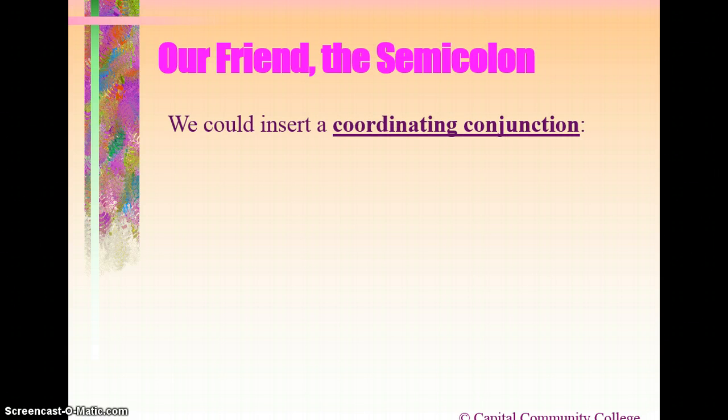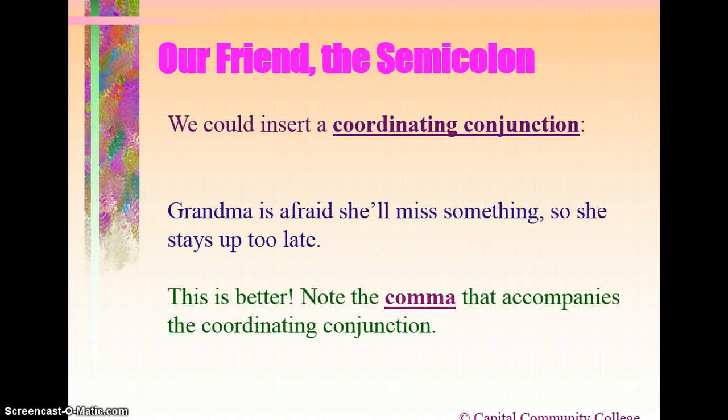We could insert a coordinating conjunction. That would solve our problem. Grandma's afraid she'll miss something, so she stays up too late. This is fine, no problem. We learned that you can connect two independent clauses using a comma and a coordinating conjunction. Since we have so and we have the comma before it, this is just fine. We need that comma there, in fact. If we created this sentence without that comma, even with the so, it would be wrong. The coordinating conjunction needs to have that comma with it.